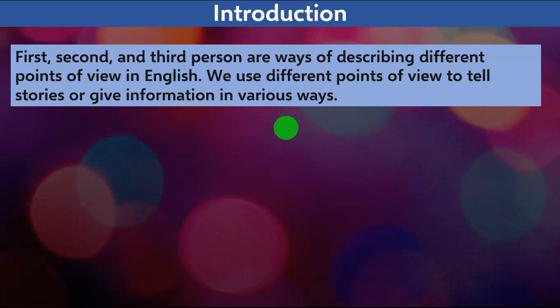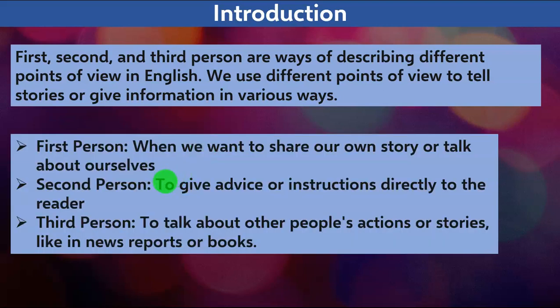Now let us understand the specific definitions of these 3 points of view. The first person. You talk in the first person when we want to share our own story or talk about ourselves. Second person is to give advice or instructions directly to the reader. And third person to talk about other people's actions or stories like in news reports or books. So friends, those are the situations in which you use the first person, second person and third person.